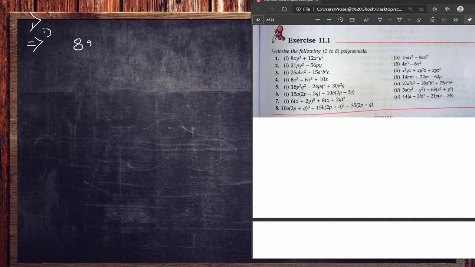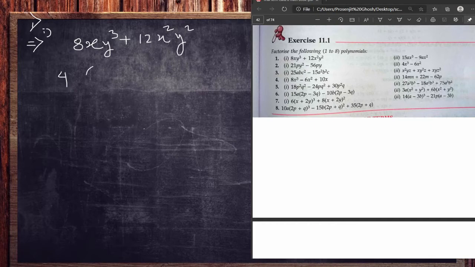Part one. What I told you, you have to find the most common factor. Let me write the sum first: 8xy cube plus 12x square y square. First of all, I will check the numbers. 8 and 12 are there. We know both have 4 as a common factor, right? So take out the 4 first.